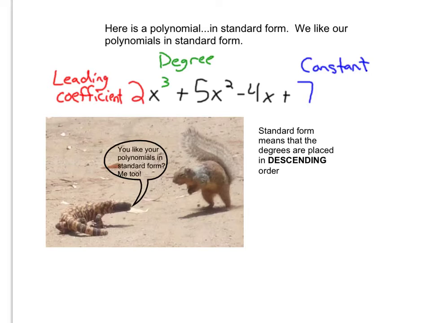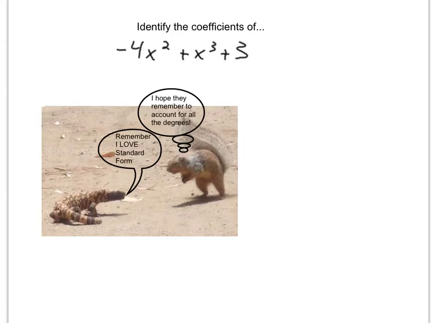Alright, so let's go to some more examples, and we're going to be adding and subtracting these for this lesson. Okay, we've got our little lizard and our squirrel back. Remember that we need to make our polynomial in standard form, so in decreasing order by the degrees. And this squirrel says, remember to account for all the degrees. What that means is make sure that we account for every single exponent value.